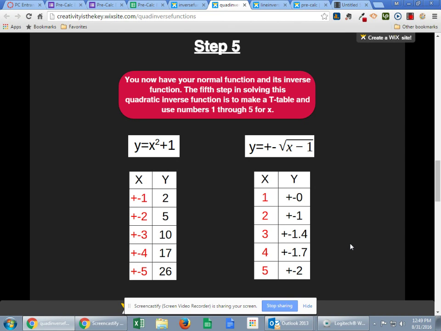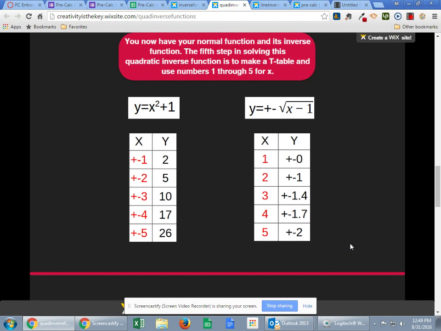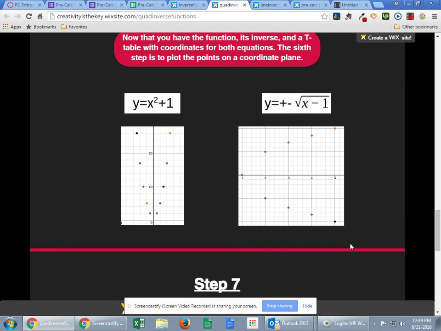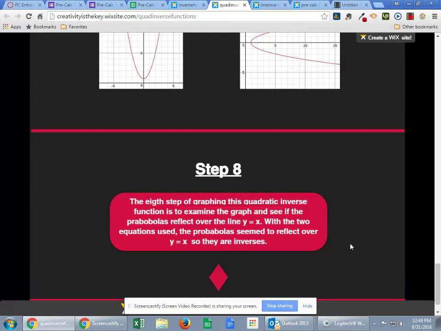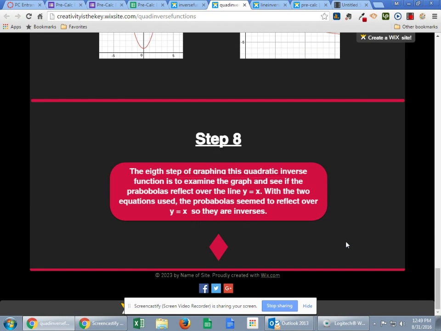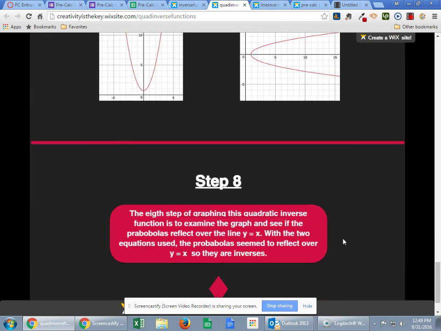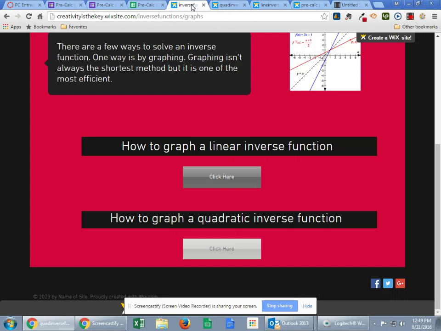And you make your t table to figure out what your points are. And then you plot your points and connect them. And there's your graph. And then the 8th step is just examining to see if they reflect, and they do reflect over each other.